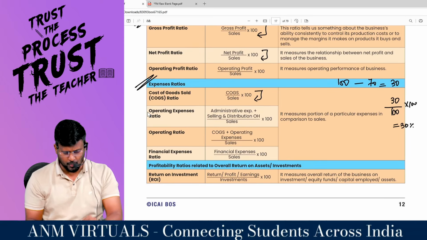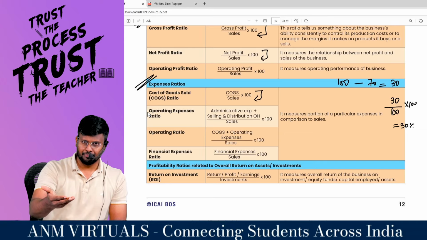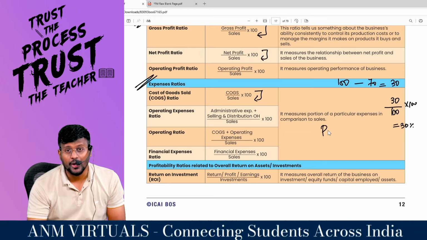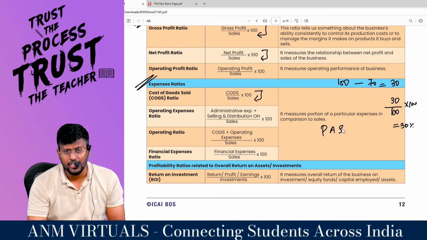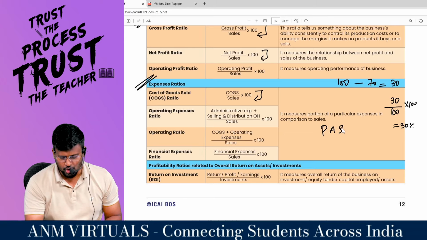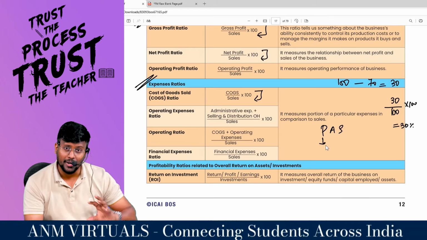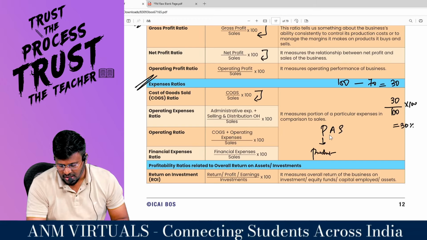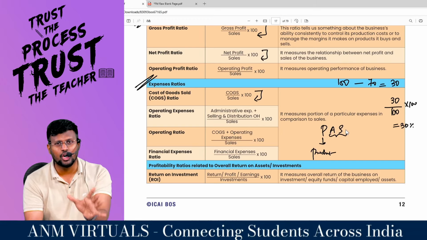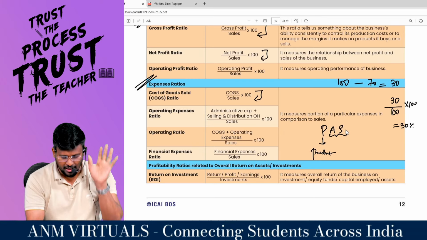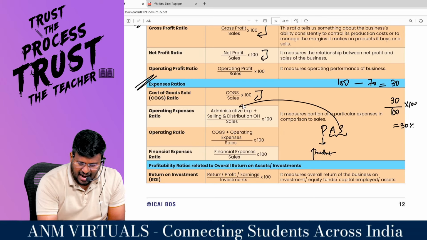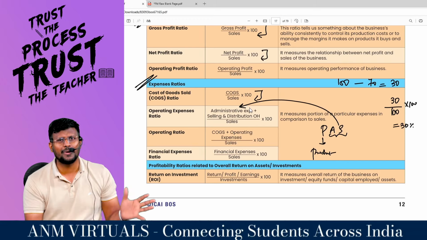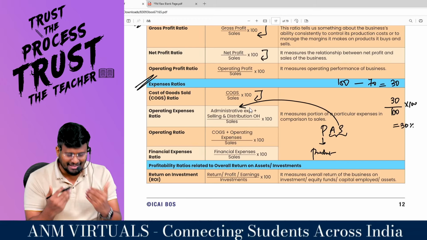Operating expenses will be there in the P&L account because we know that there are three overheads. Production overhead, administration overhead, and selling and distribution overhead. In that, production overhead, we already studied in costing, is a product cost, whereas these are period costs. So these two will come and sit in the P&L account. So my dear lovable students, administrative expenses plus selling and distribution overhead divided by sales into 100. That is called the operating expenses ratio.